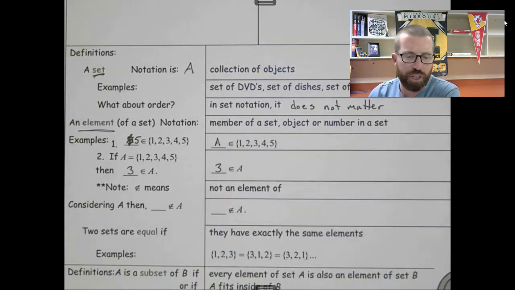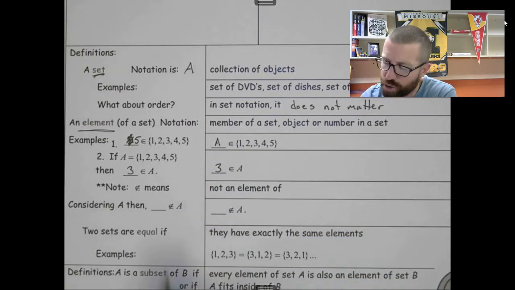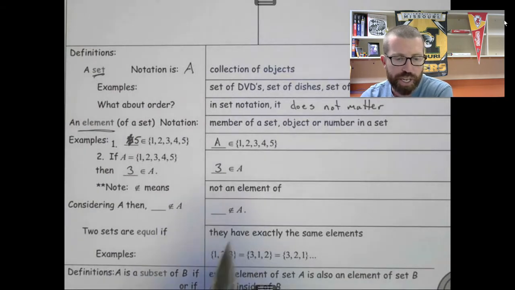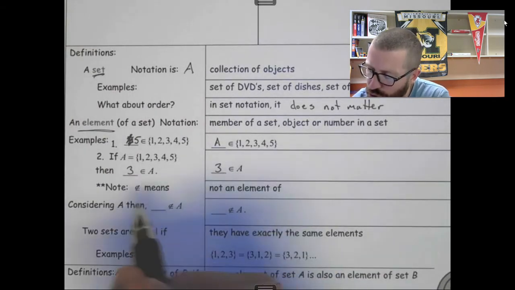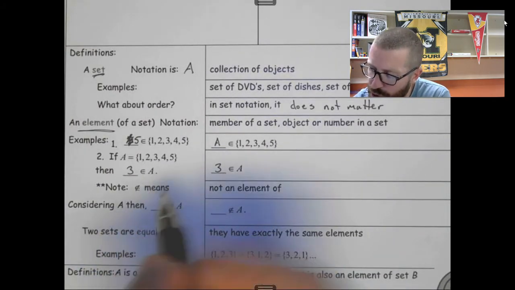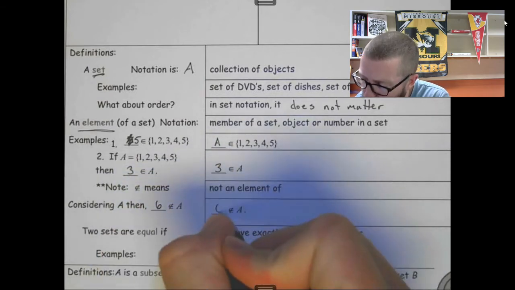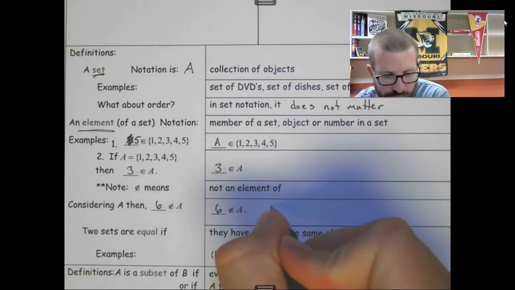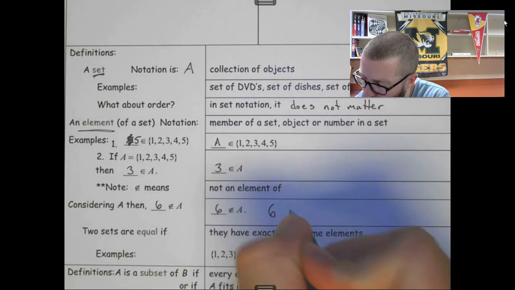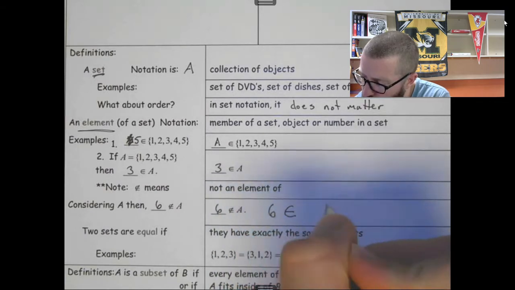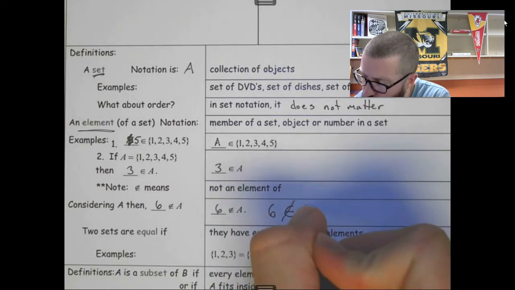And just like with an equal sign, you can put a line through this symbol and make it not equal. So considering A, we could say 6 is not an element of A. I'll write that a little bigger so you can see it, although my symbol looks kind of like a C with a straight bar through it, and then A.